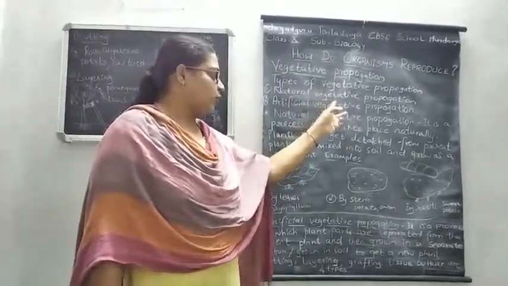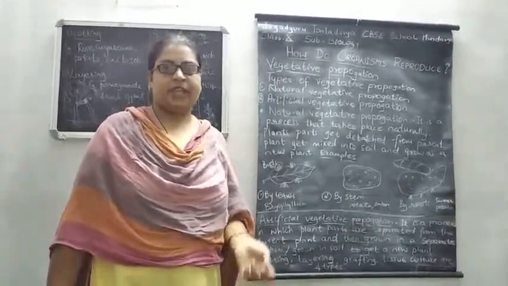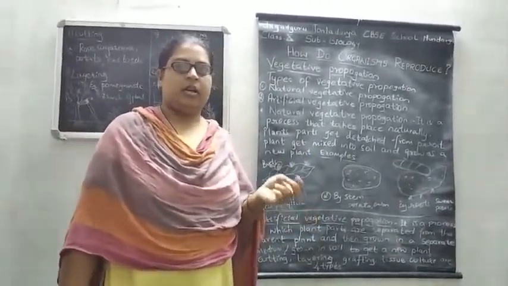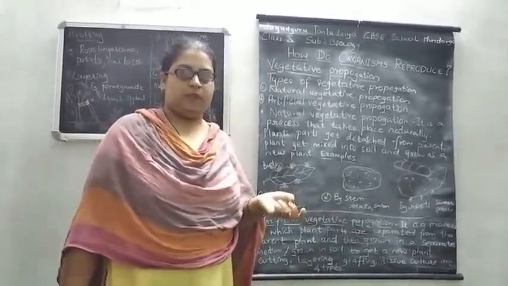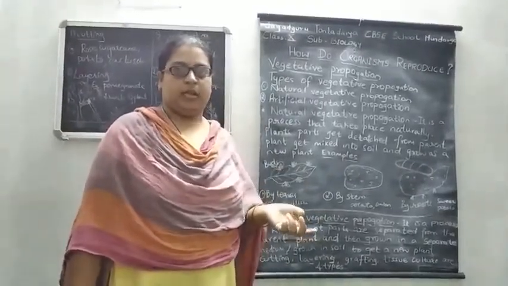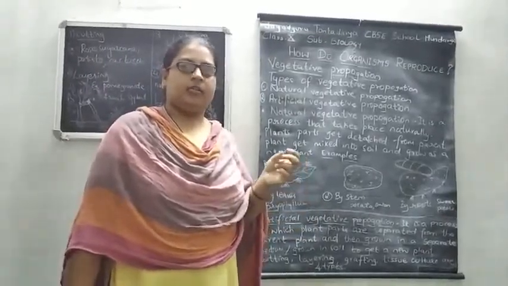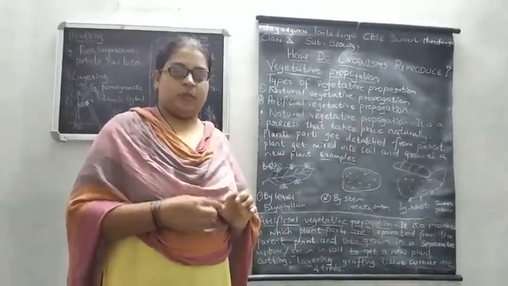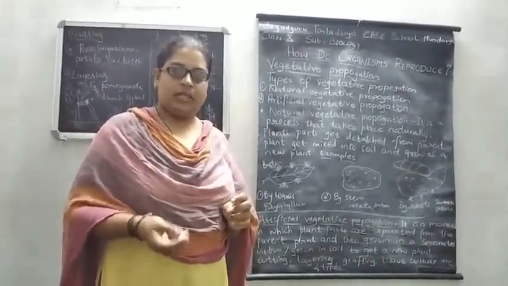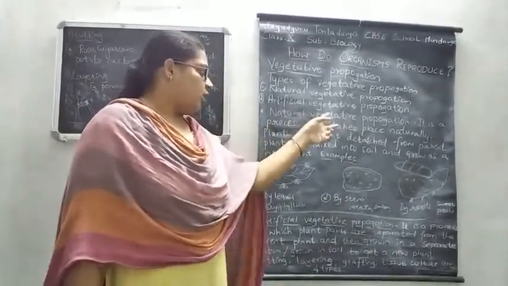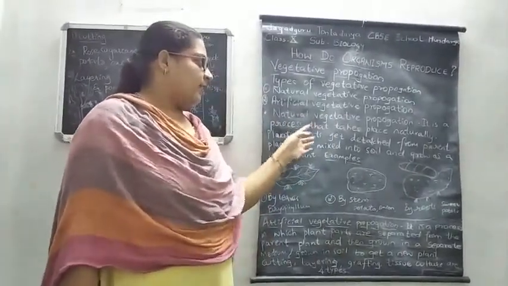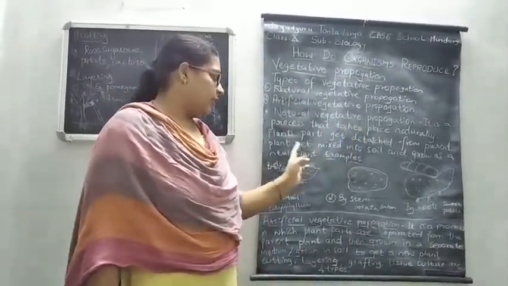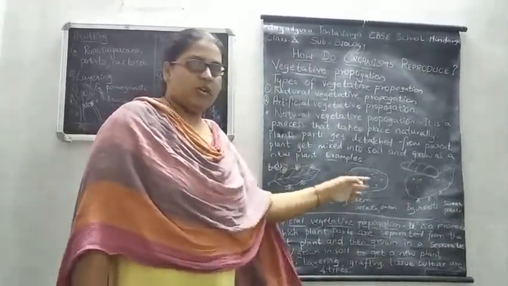In natural vegetative propagation, it takes place naturally. The plant parts get separated from the parent plant naturally, due to the movement of wind. They fall off from the plant and get mixed into the soil, and they give rise to the same type of plant from which they got detached, and they grow as a new plant. In this there are three types, or three examples.